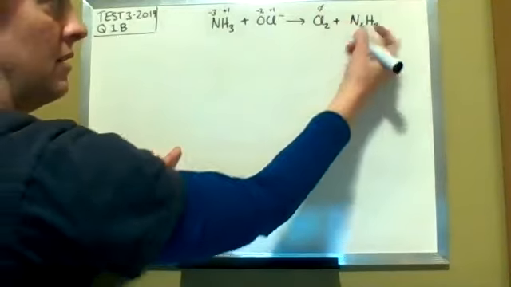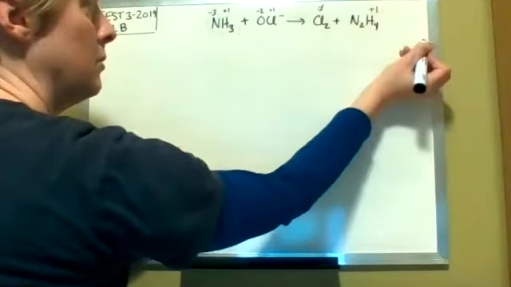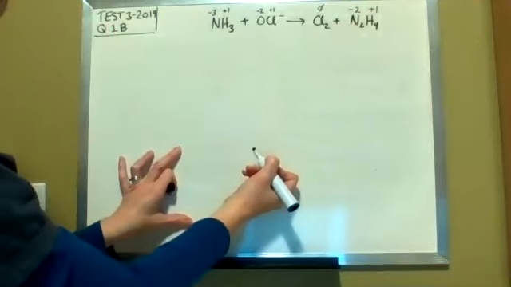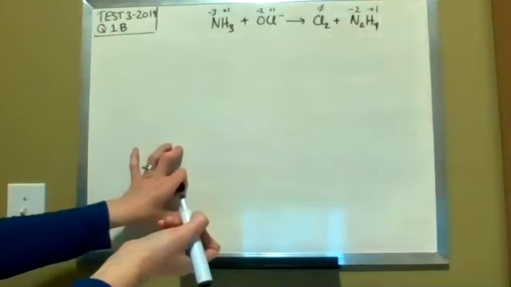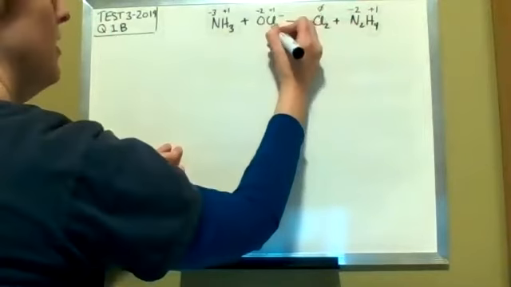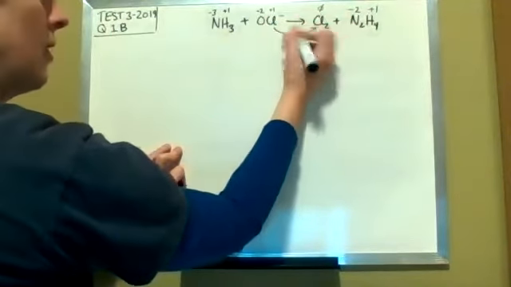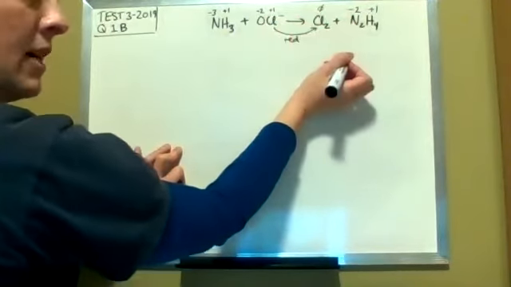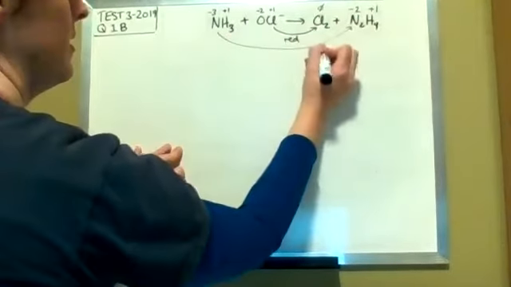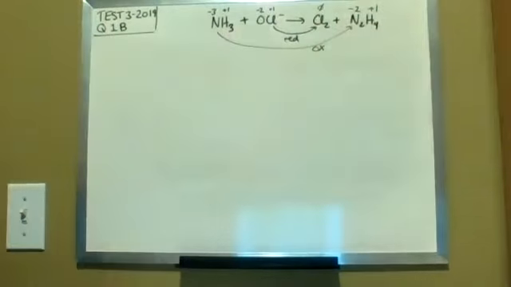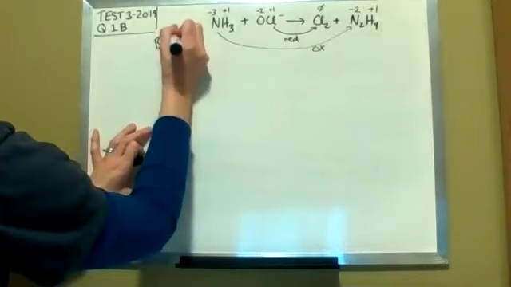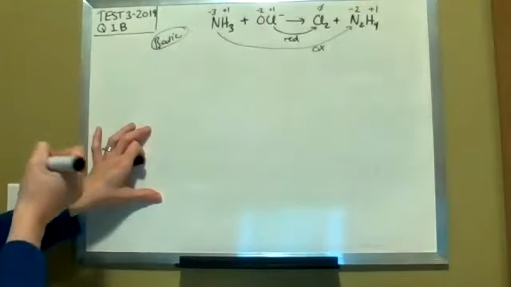Over in this one here, hydrogen is +1. That means that nitrogen is now -2. So you can figure out what's going on here. If you look here, chlorine is changing from +1 to 0. That's a reduction. And our nitrogen is going from -3 to -2. So there's an oxidation.